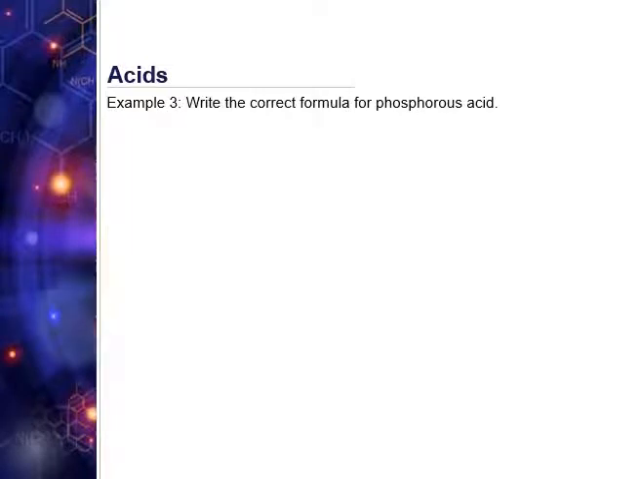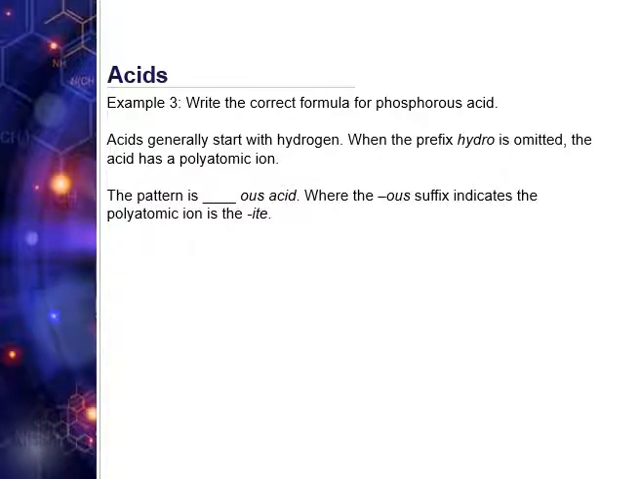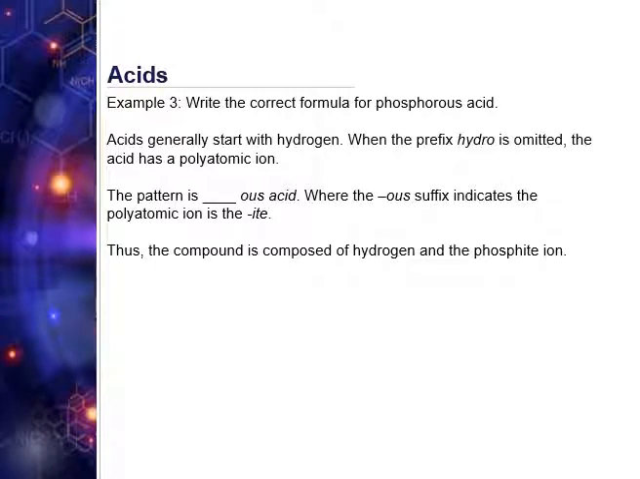Example 3. Write the correct formula for phosphorus acid. Acids generally start with hydrogen. When the prefix hydro is omitted, the acid has a polyatomic ion. The pattern is root word of the polyatomic ion, ous, and the word acid, where the ous suffix indicates the polyatomic ion is the ite ion. Thus, the compound phosphorus acid is composed of hydrogen and the phosphite ion.